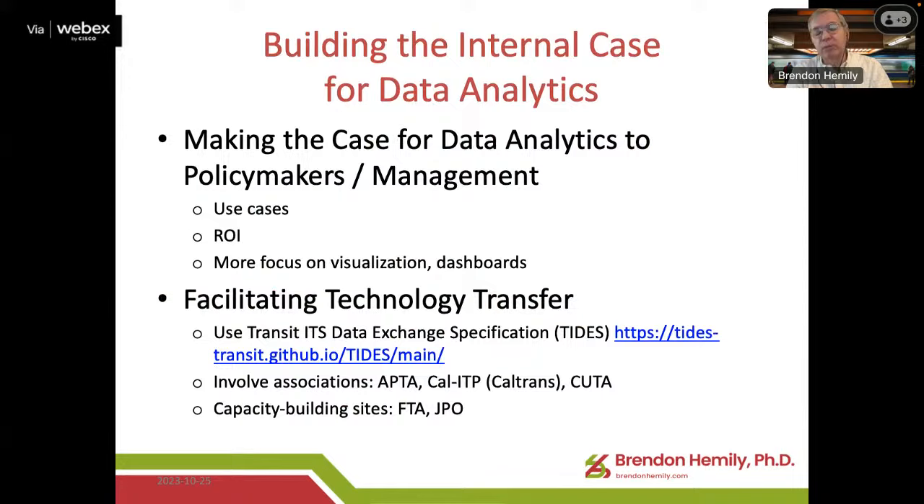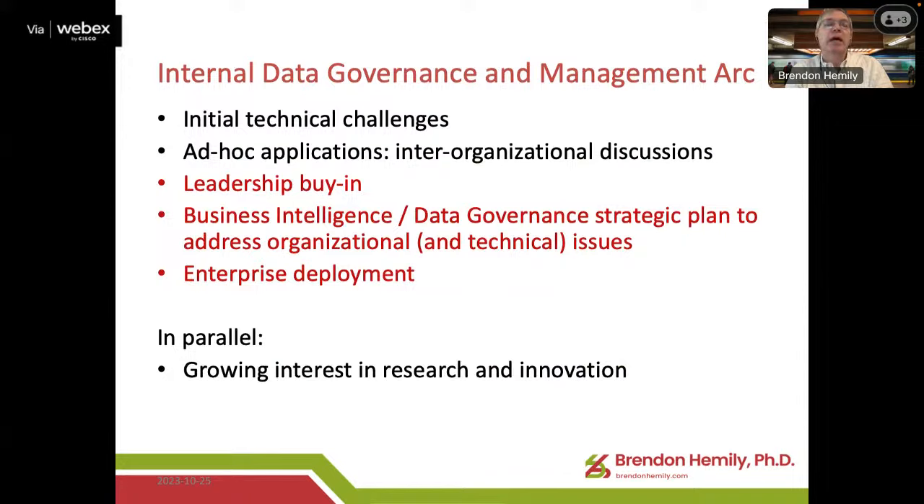There's a critical role for associations in all this, and that can't be underestimated. And then capacity building efforts as well. This is an interesting development as I look at the evolution of data and its use, and I come out with a data governance and management arc. The technical challenges were substantial, and it took a long time to get the data quality assurance up to a level where it was trustworthy to be used for applications.